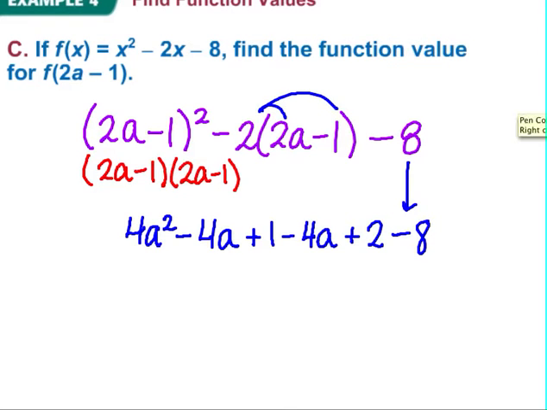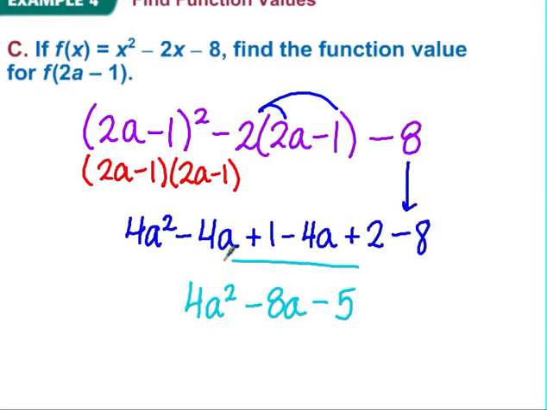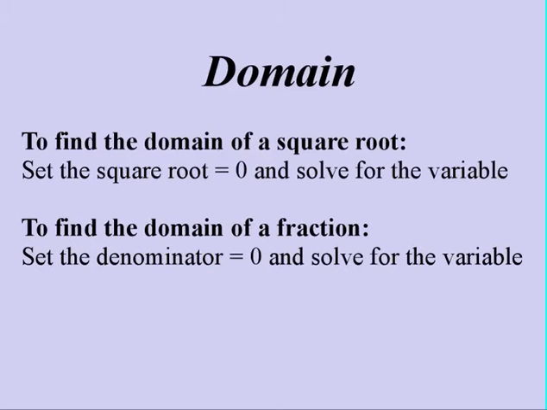Next step is to go ahead and simplify. So I get 4a squared minus 8a, yep, plus 11. Oh, wait, no, that is different. Right, negative, minus 5. There you go. So quantities. All right, now what we're going to do is some domain problems, and this is where we're going to end.